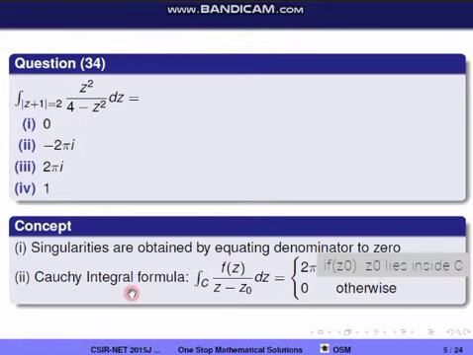The Cauchy integral formula states that the integral over C of f(z)/(z − z0) dz is equal to 2πi f(z0) if z0 lies inside C, or 0 otherwise. So now we'll move on to the question.